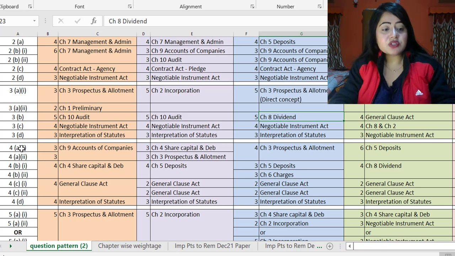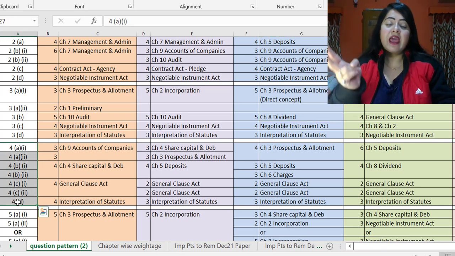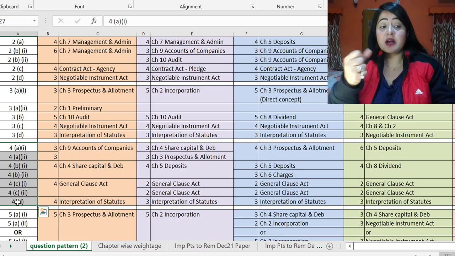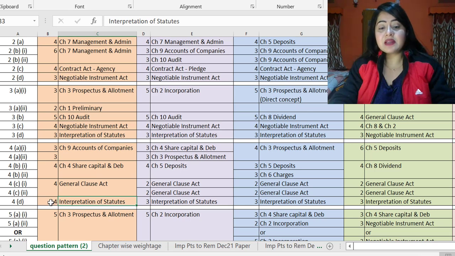Next, let's talk about question number 4. In question number 4, again, there are 4 internal parts, and sometimes these parts also have some subparts. Now here, interpretation of statutes is always coming for 4 marks. The General Clauses Act is here coming for 4 marks. It may sometimes be coming as a 2-mark question, but in total, the General Clauses Act is one of the parts of question 4 coming for 4 marks. And then apart from that, 10 marks is for the Companies Act, as you can see.